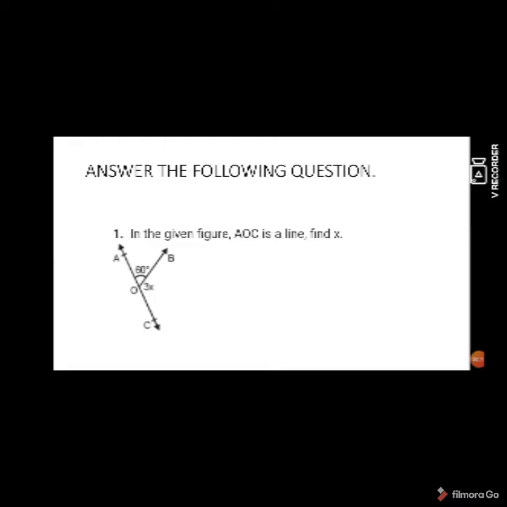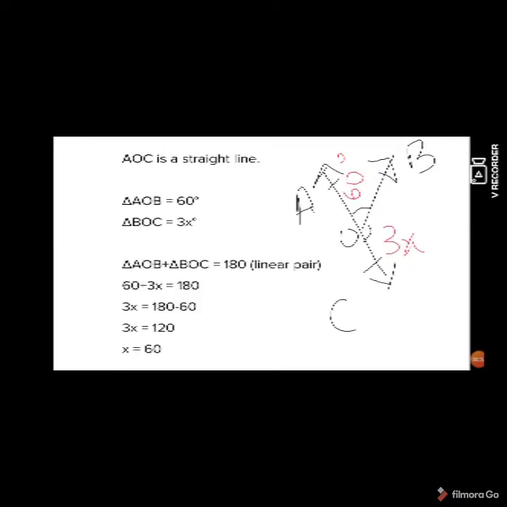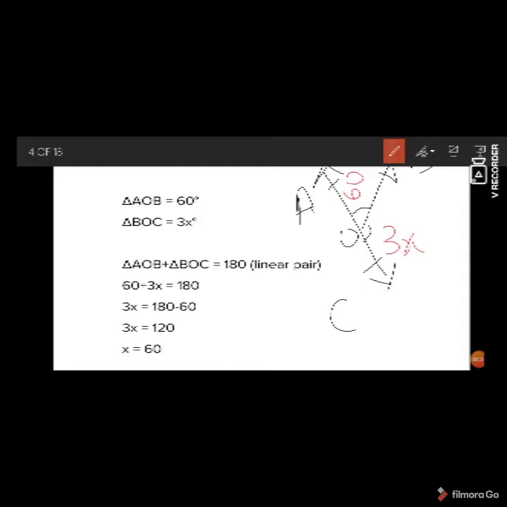The first question is, in the given figure, angle AOC is a line. Find x. So you can see AOC is a line, and from the given figure we have to find x. So here AOC is a straight line. Angle AOB is 60 degree. Angle BOC is equal to 3x. So we know that angle AOB and BOC together will give us 180 degree as they are in linear pair.